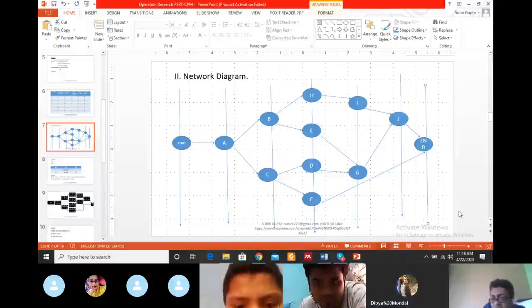So try to follow that type of level on your diagram. Is it okay for everybody?